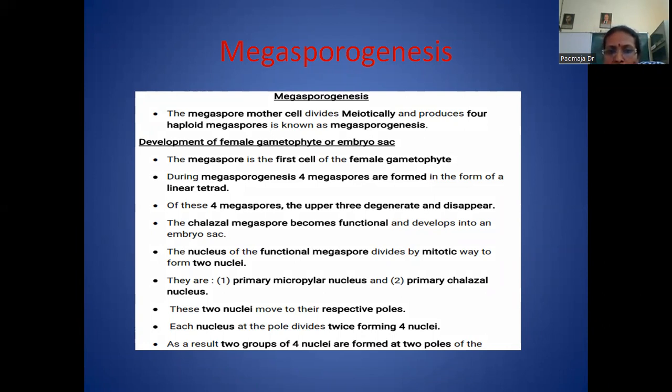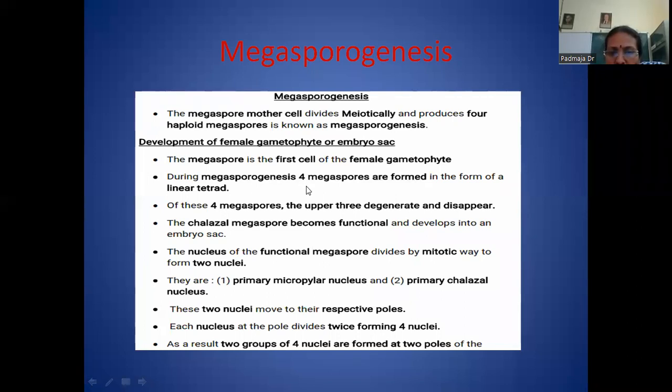And the megaspores are arranged in a linear form. Of these, 3 megaspores degenerate and only one will be functional. Next, the development of the female gametophyte or the embryo sac. The embryo sac is haploid, the gametophyte is haploid, and the megaspore is the first cell of the female gametophyte. In yesterday's class, the microspore, or the pollen grain, was the first cell of the male gametophyte. Here the megaspore is the first cell of the female gametophyte.